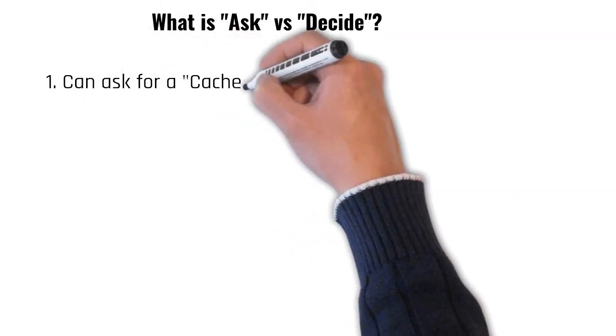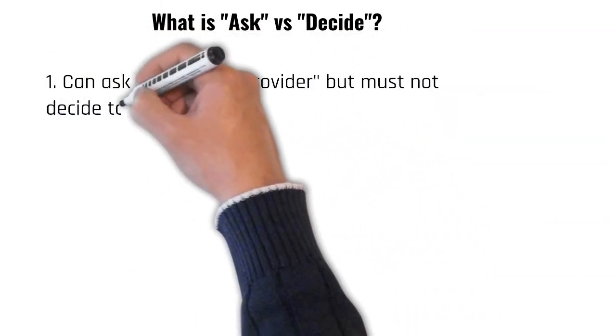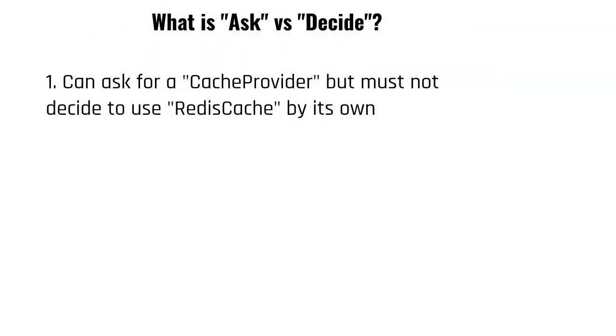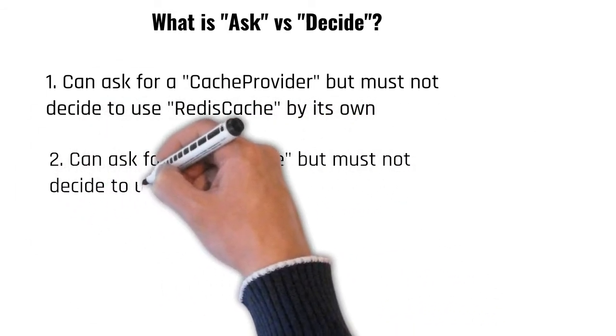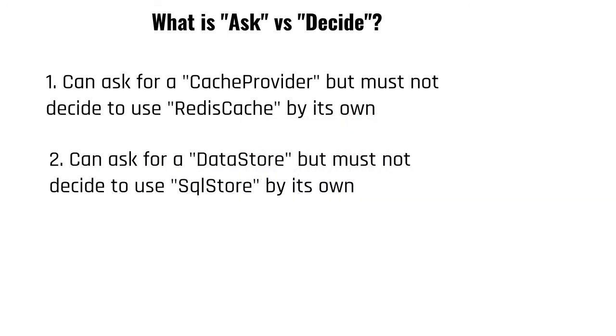You must be wondering, what is the definition of ask and decide in this context? Well, for an example, an entity can ask for a cache provider, but it must not decide by itself that it wants to use Redis cache. Or another example could be an entity asks for a data store, but it must not decide by itself that it wants to consume SQL store.